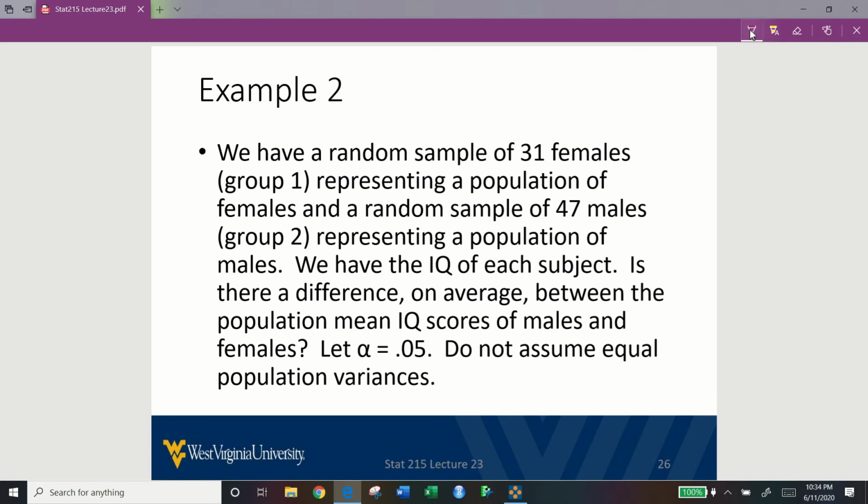All right, we have a random sample of 31 females, group 1, representing a population of females, and a random sample of 47 males, group 2, representing a population of males. We have the IQ of each subject. Is there a difference, on average, between the population mean IQ scores of males and females? Let alpha equal 0.05. We do not assume equal population variances.